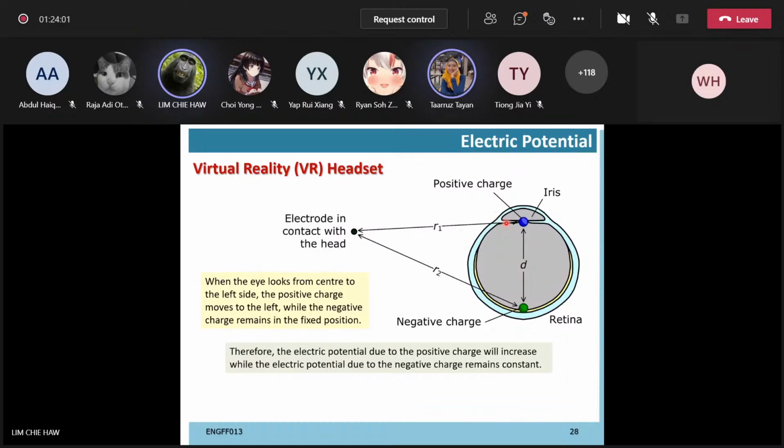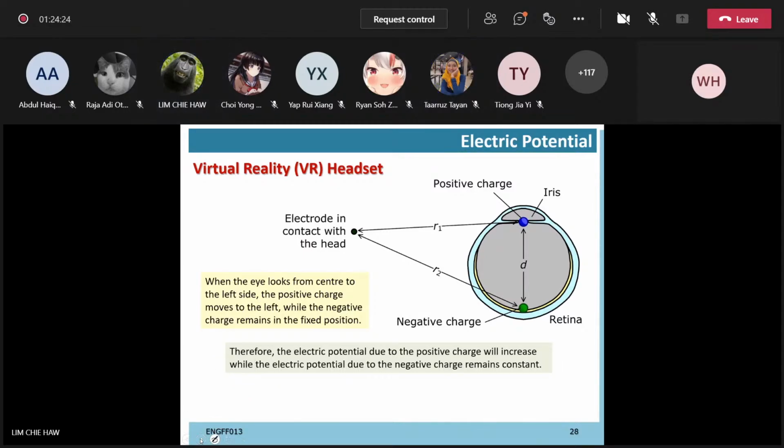Sure, I have a question. Yes. Why will the potential difference increase due to the positive charge when it's looking towards the left? When it looks to the left, what happened to the distance? The distance increase or decrease? Oh, the distance decreases. Okay. Yes. Okay. Thank you.